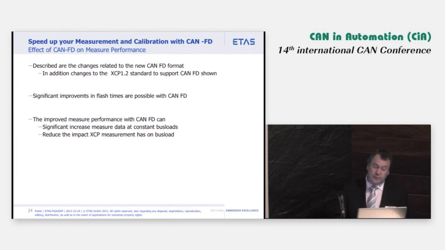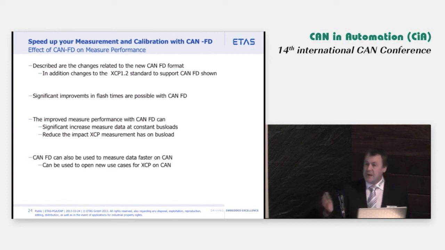And what I wanted to do was to really show you that yes, the flash times are improved, but you can also really improve your measure times, and we can have some significant measure performance, or we can reduce the impact of your measurement on your CAN bus. And maybe, because we can measure faster, we can open up new use cases that weren't possible with XCP on CAN.